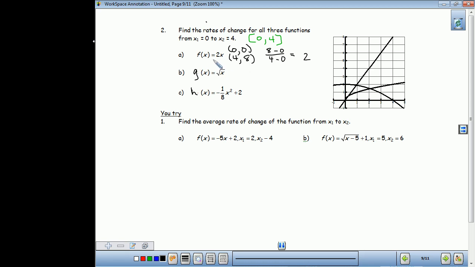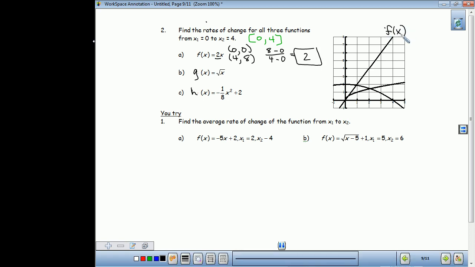Alright, let's look at A. A is a line, isn't it? f of x equals 2x. That's linear. The average rate of change is actually constant. Any two points, any interval I pick on this line will have an average rate of change of 2 because the slope is 2.